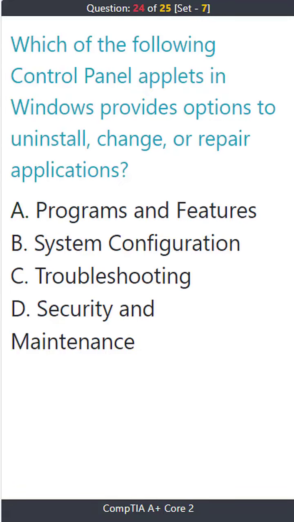Question 24. Which of the following control panel applets in Windows provides options to uninstall, change, or repair applications? A. Programs and features. B. System configuration. C. Troubleshooting. D. Security and maintenance.